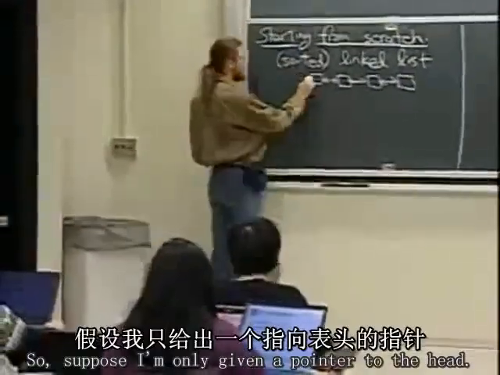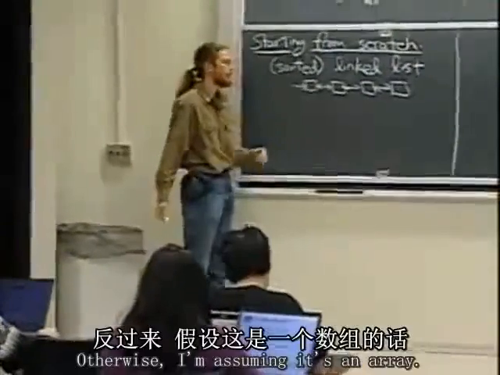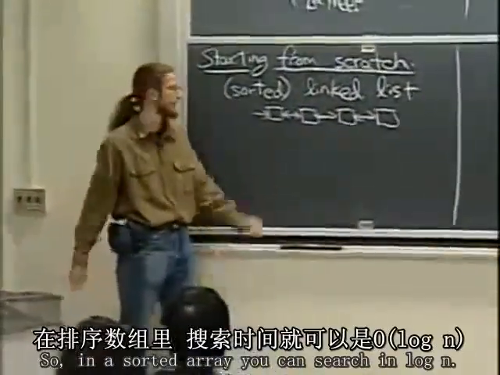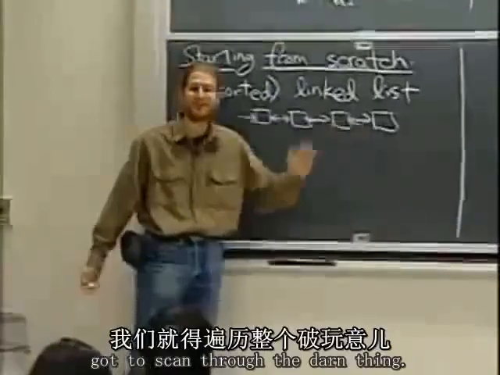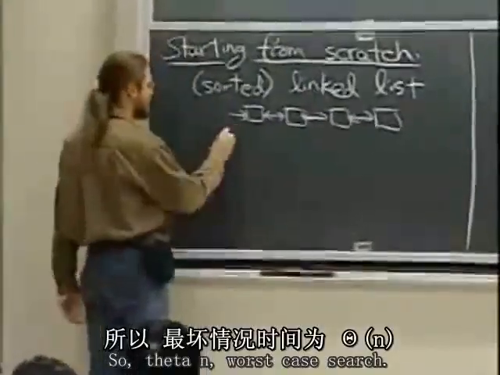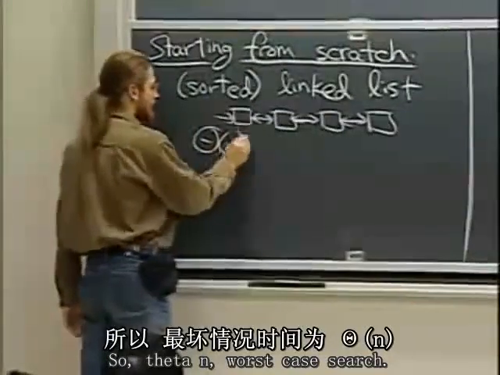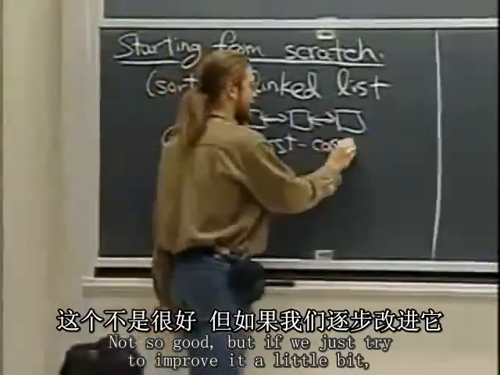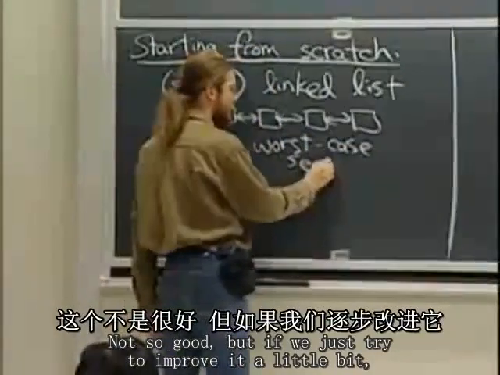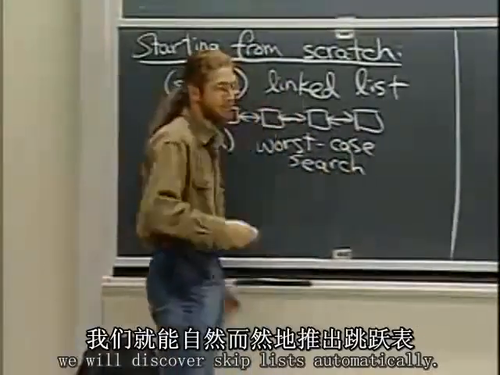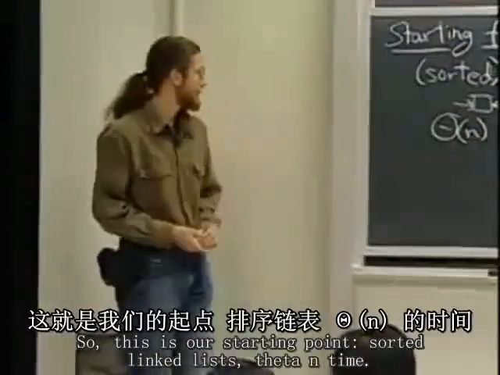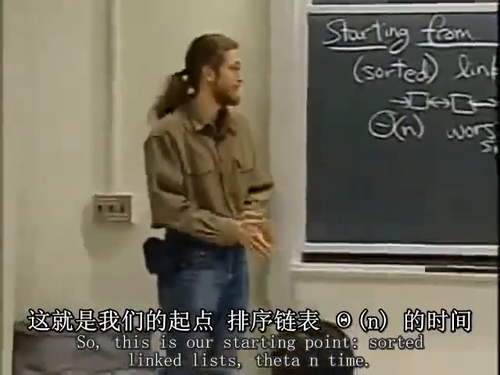So I suppose that I'm only given a pointer to the head. Otherwise, I'm assuming that it's an array. If it's a sorted array, you can search in log n. Sorted linked list, you still got to scan through the darn thing. So theta n worst case search. Not so good. But if we just try to improve it a little bit, we will discover skip lists automatically. So this is our starting point. Sorted linked list, theta n time.